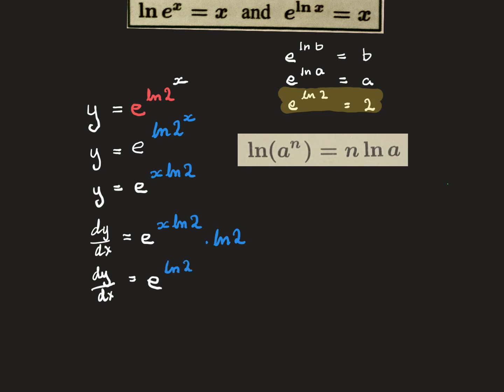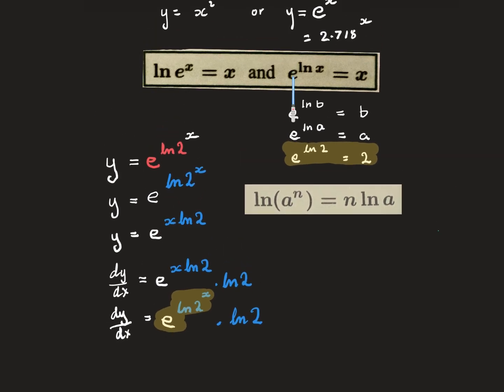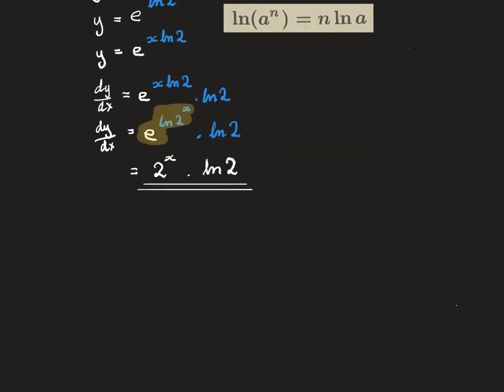2 to the x. And if I highlight this part over here, you'll notice that this again resembles e to the ln x is x. So we can use this to rewrite this as, well, hence you can see that if y is equal to 2 to the x, dy dx is going to be equal to 2 to the x ln 2.